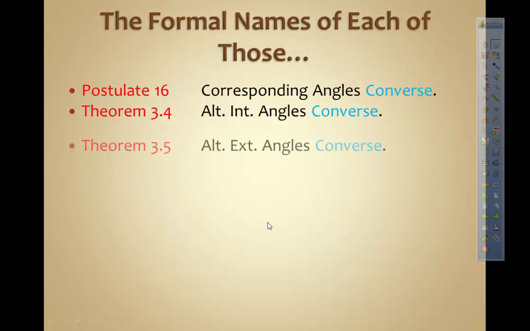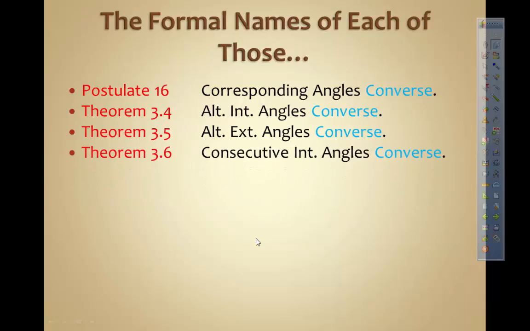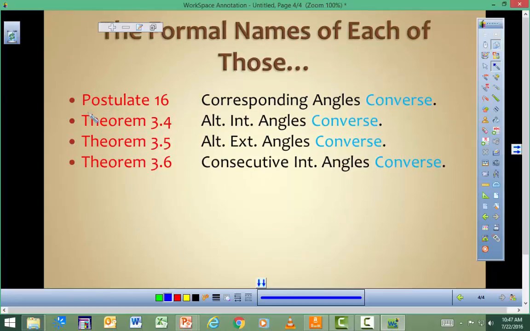The formal names. Notice the first one is a postulate. That means we won't have to prove this one. And the one that we don't have to prove is the corresponding angles converse. Now, by the way, notice there's the word converse on all these.